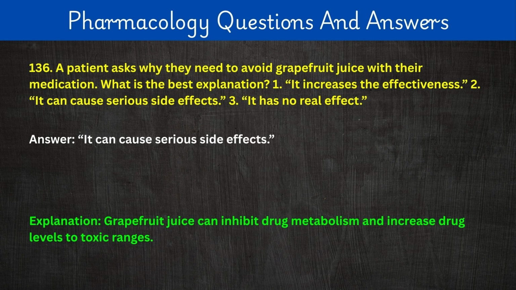136. A patient asks why they need to avoid grapefruit juice with their medication. What is the best explanation? 1. It increases the effectiveness. 2. It can cause serious side effects. 3. It has no real effect. Answer. It can cause serious side effects. Explanation. Grapefruit juice can inhibit drug metabolism and increase drug levels to toxic ranges.